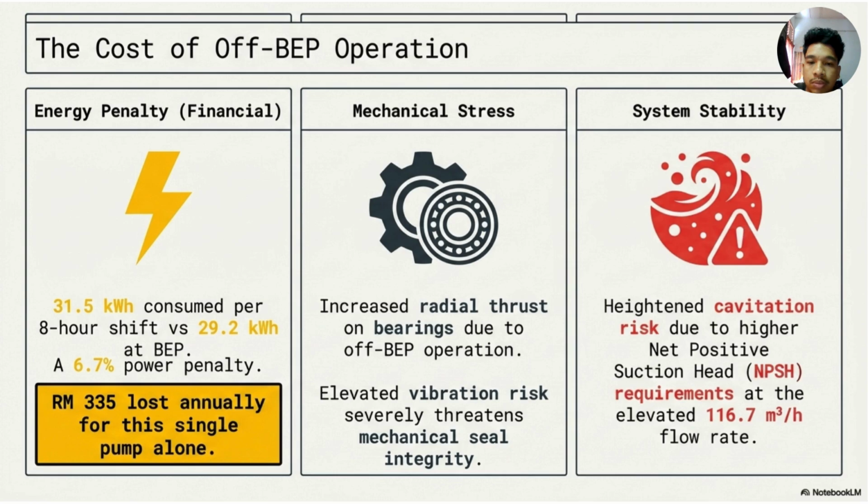The next one is mechanical stress. Increased radial thrust on the bearing due to the off-BEP operation and elevated vibration risk severely threaten the mechanical seal. The next is system stability. High cavitation risk due to the NPSH requirement at the elevated 116.7 meter cube per hour flow rate.